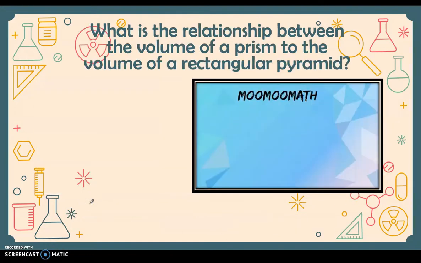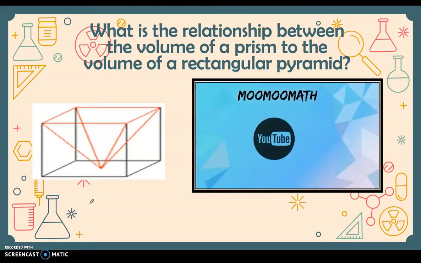Next question is, what is the relationship between the volume of a prism to the volume of a rectangular pyramid, given that the height of the prism is equal to the height of the pyramid and the area of the base of the prism is the same as the area of the base of the pyramid? Let's watch another video on the relationship between a prism and a pyramid.